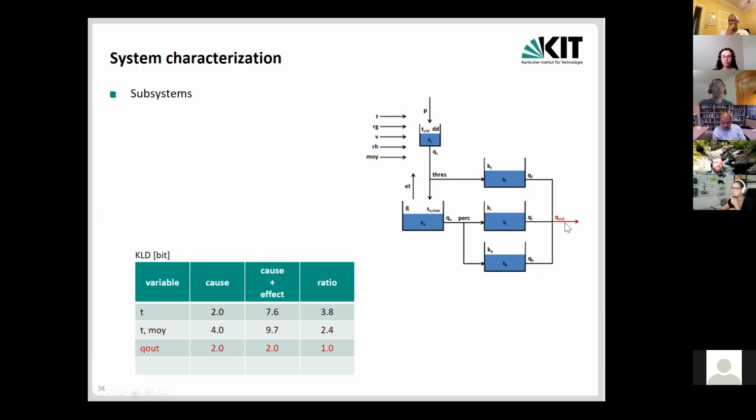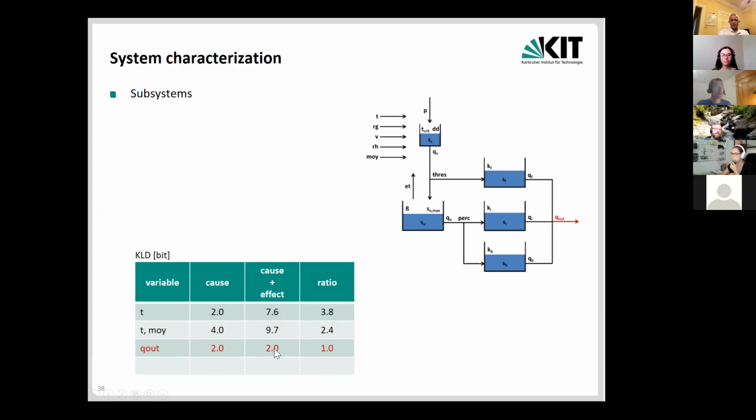Then I changed the last variable, the output variable, the downstream variable of the system, Q out, and as expected, the cause and the effect have exactly the same magnitude because this variable doesn't affect anything else in the system. So here I have a theoretical expectation for the magnitude of the effect, and it was also 2 bits, which could be a way to decide whether your Monte Carlo sample was large enough. That's the theoretical limit you should reach.